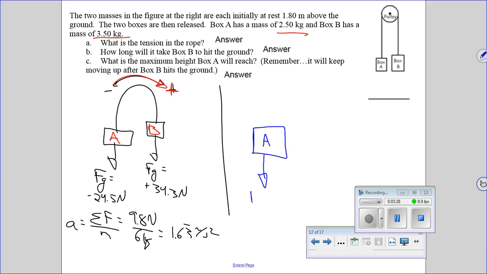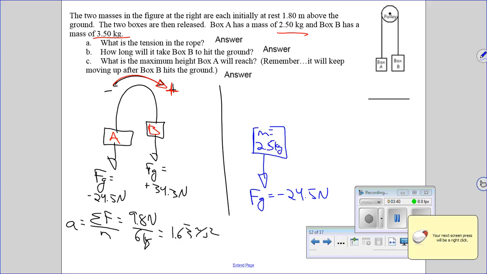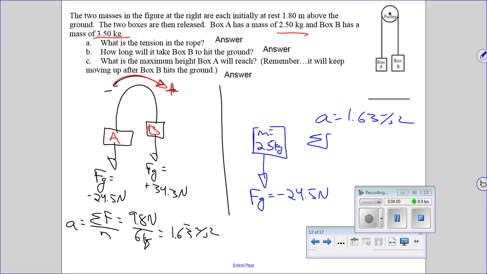Well, we know that the force of gravity on it is negative 24.5 newtons. I know that the mass is 2.5 kilograms. And I know one other important thing. Acceleration. Good. I know the acceleration, right? Because it's part of my system. So I know that it's accelerating in a positive direction at 1.63 meters per second squared. And since I know the acceleration, I can find the net force by multiplying the mass by the acceleration.